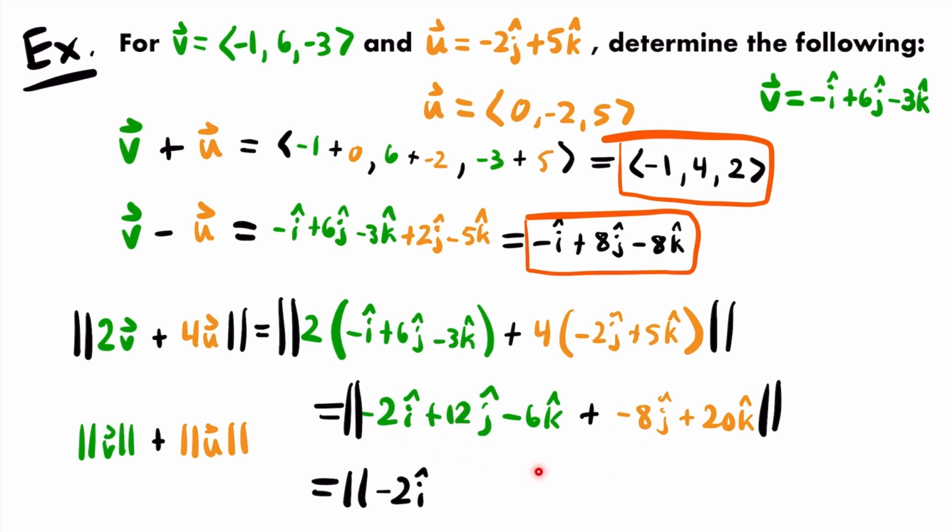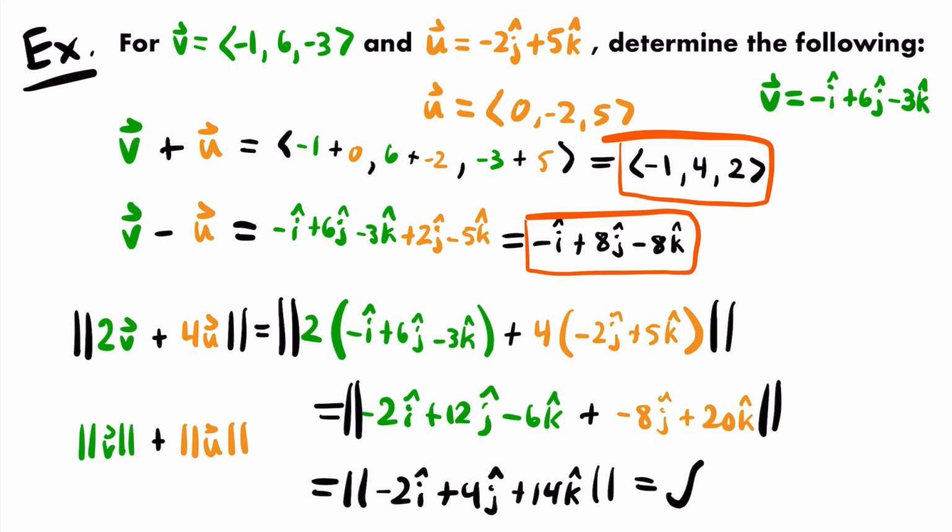And then we have 12j and negative 8j. That will become positive 4j, right? 12 minus 8 is 4. And then for our k terms, we have negative 6k and positive 20k, and 20 minus 6 is 14, so we'll have plus 14k. All right, now to take the magnitude of this resulting vector with components negative 2, 4, and 14, we just need to take the square root of the sum of those components squared.